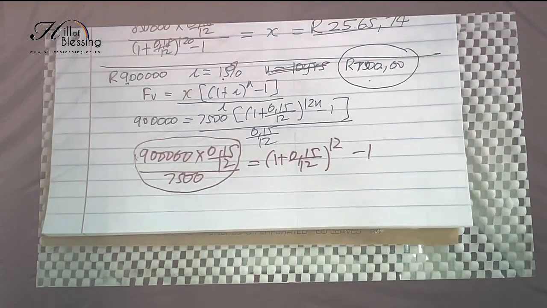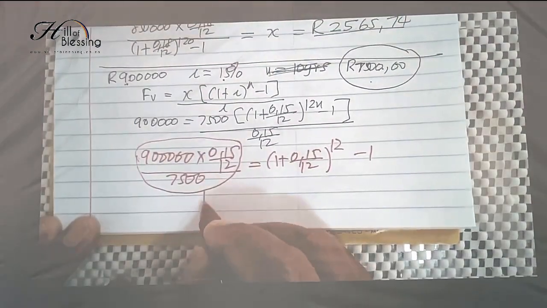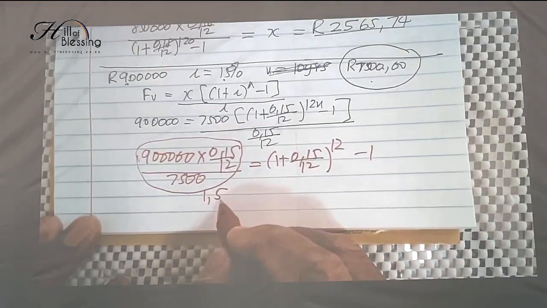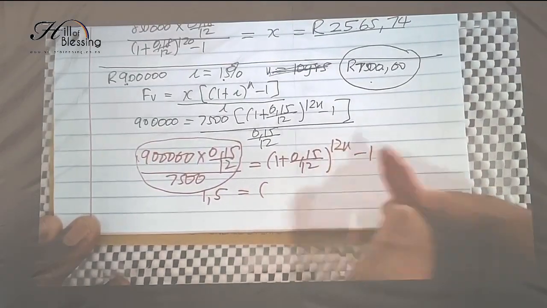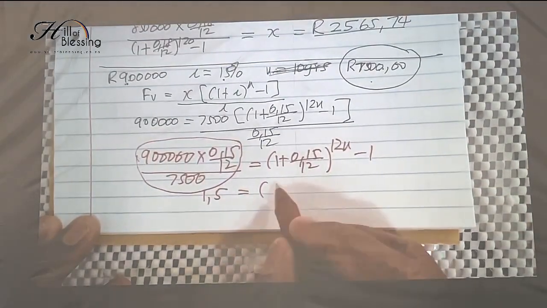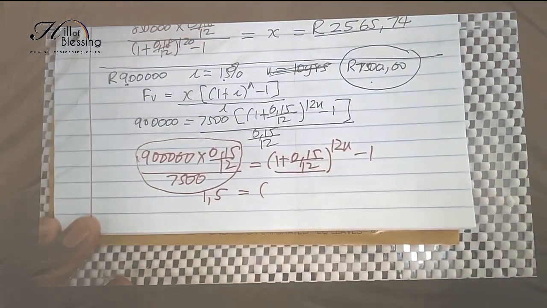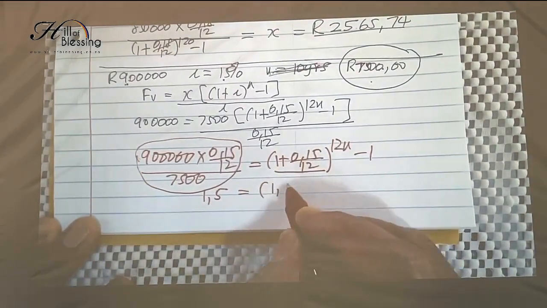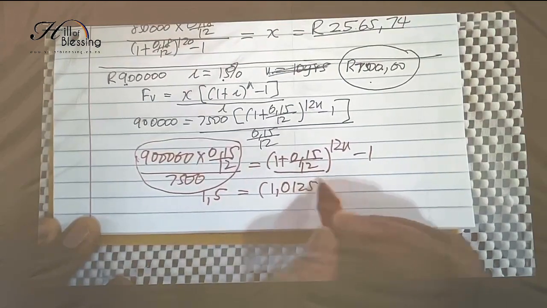Anybody can give me that as a decimal? 1,5. Is it exactly 1,5? Yes. Is equal to, thank you guys. Now this here, what is this piece as a decimal? That piece, 1 plus 0,15 over 12. Sorry? 1,0125.